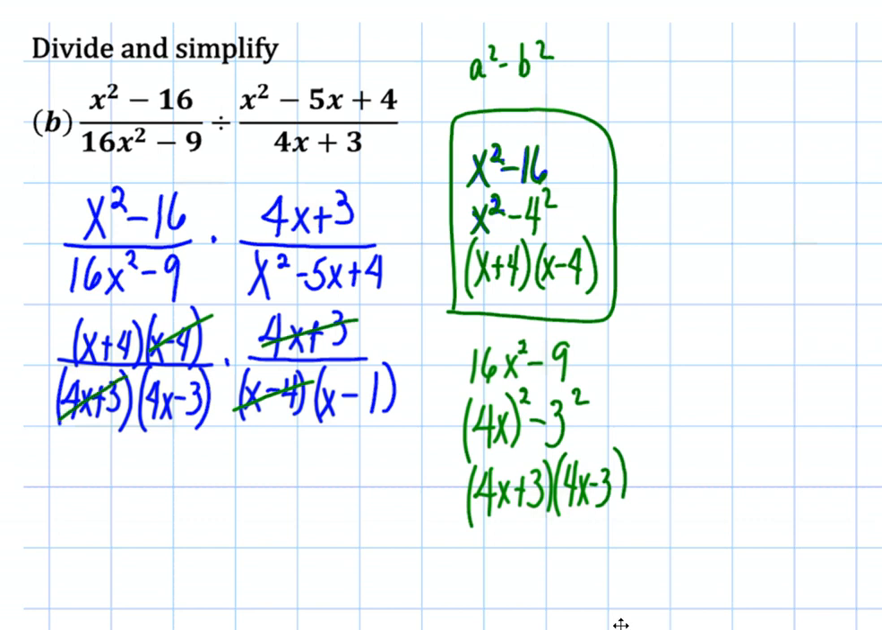Let's see if we can find anything else. So the final answer here would be x plus 4 in the numerator, 4x minus 3 times x minus 1 in the denominator.